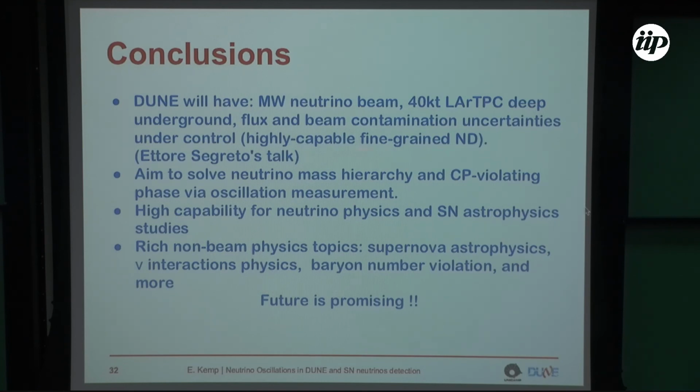So, conclusions. In DUNE you have a megawatt neutrino beam, a 40 kiloton LArTPC deep underground, and flux and beam contamination uncertainty is under control due to a highly capable near detector, as you could see in Esther's talk. So the aim is to solve the neutrino mass hierarchy and the CP violation phase, the oscillation measurements. And we also have a high capability for neutrino physics and supernova astrophysics studies. And as I just mentioned to you, there are rich non-beam physics topics. So the future is promising.